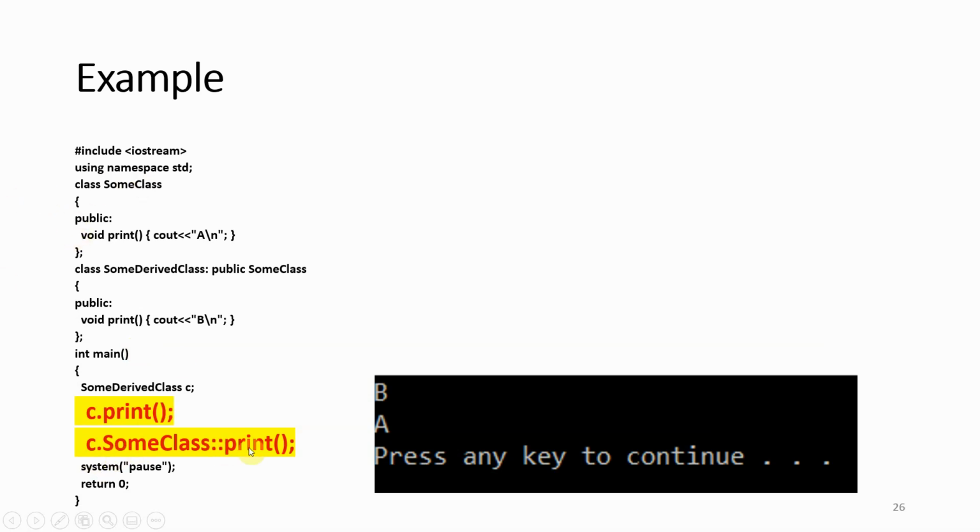C.sum class: print, it's going to call this one. Okay, so I wanted to show you that it's possible for the derived class object to directly call this one as well. You have to use the scope resolution operator.